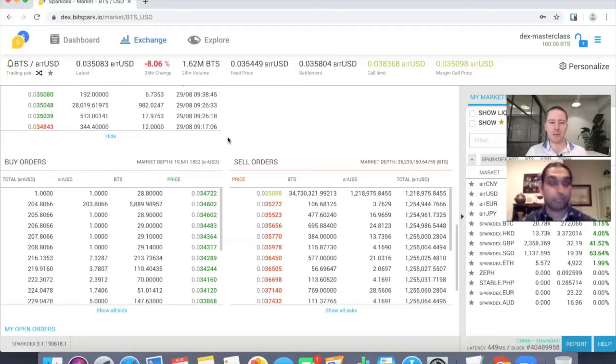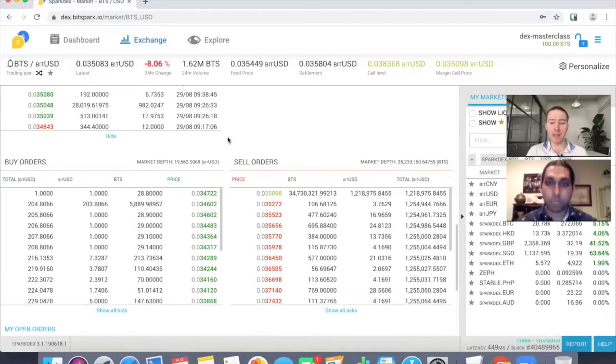Correct. There is a parameter in BitUSD called the forced settlement offset. So if you settle your trade, there is a slight penalty for doing that, and you essentially have to pay that. That's why the settlement price is a little bit different to the feed price.